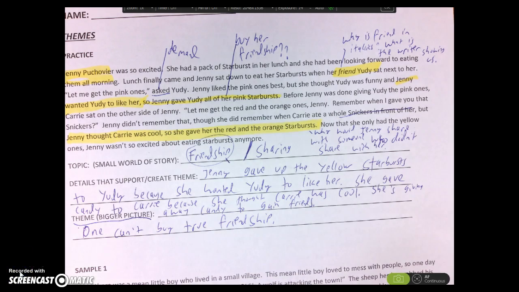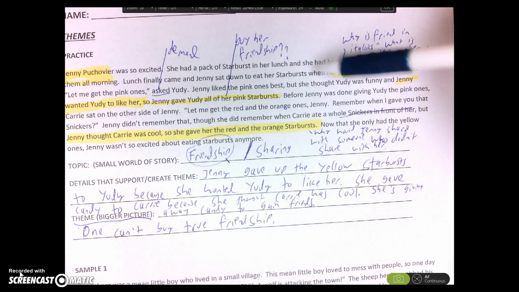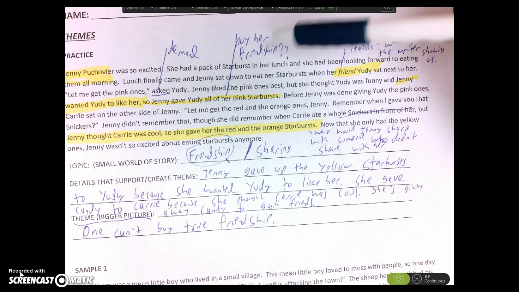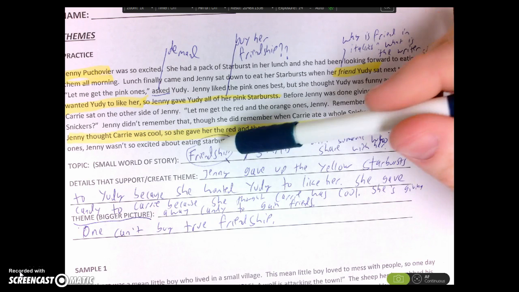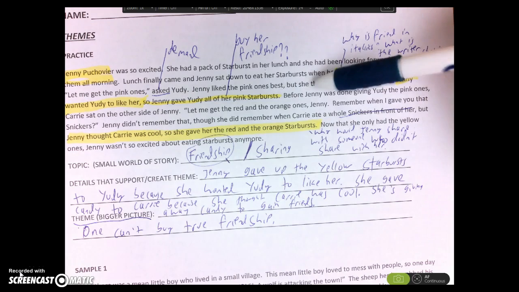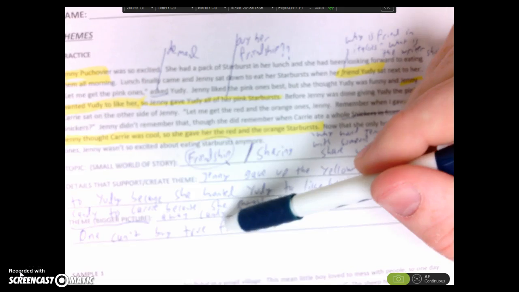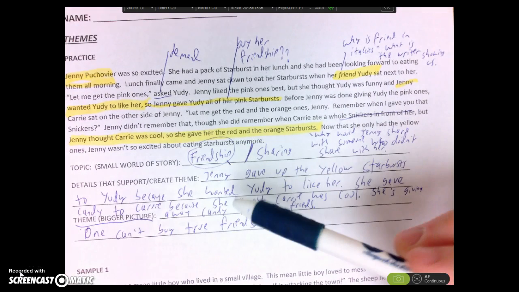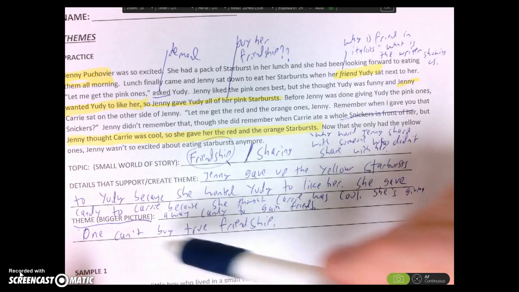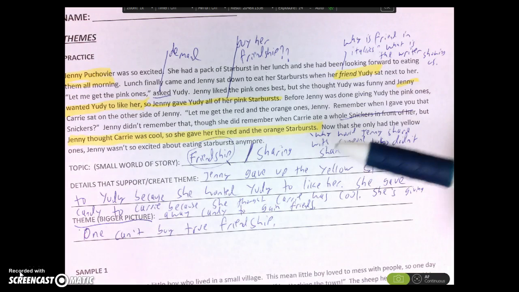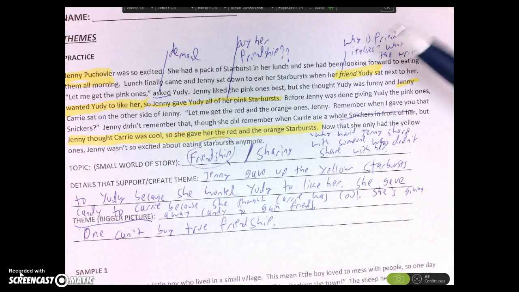And so just to recap real quick, what we did was we analyzed for theme and focused on just finding a topic, in this case friendship, the details, the textual evidence that link to friendship, and then put all that together to come up with, take it from the small world of the story. This isn't about Jenny trying to buy friends. This is about one can't buy true friendship. There are other ways of phrasing this. If you didn't have this exactly, it's okay. All right, as long as it's real world advice and applies to real world, you're in good shape.